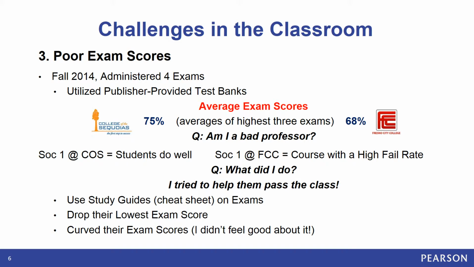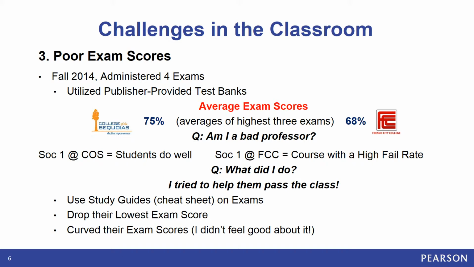And this really, I started having a crisis. Am I a bad professor? Why are my students doing so bad? But my students at COS were doing okay, so maybe it's not all my fault, right? And at Fresno City, just across the board, Soc 1 is a course with a high fail rate. So it's not just me. It's a trend that we see at the school. But at COS, again, it's not a high fail rate class, and students tend to do better.